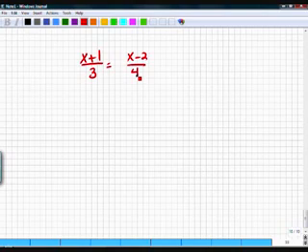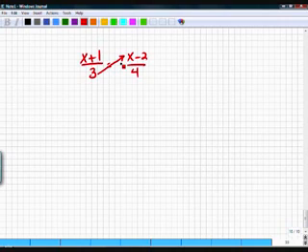X can be any number we're trying to find out. Here's what you do. Go back to what I told you. Is this a proportion? What makes it a proportion? Fractions equal.